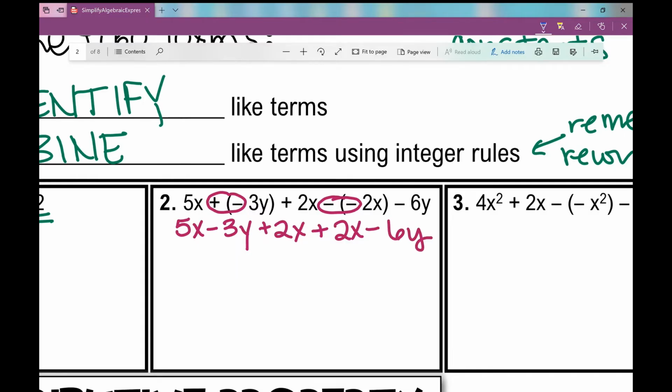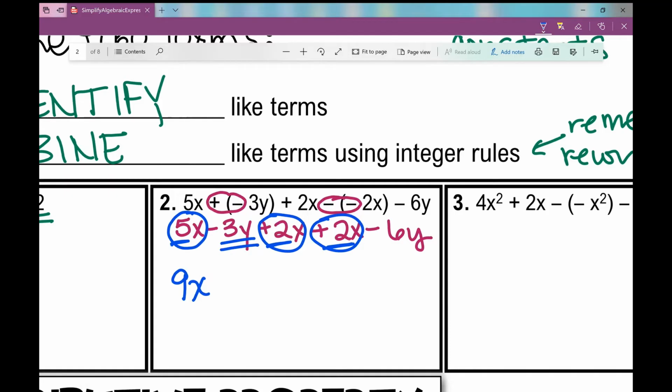So the first thing we need to do is identify our like terms. So 5x, what are the terms that are like 5x? 2x, what else? 2x. So we combine them using our integer rules. 5 plus 2 is 7, plus 2 is 9. So 9, then last name stays the same, 9x. Let's look at our next term.